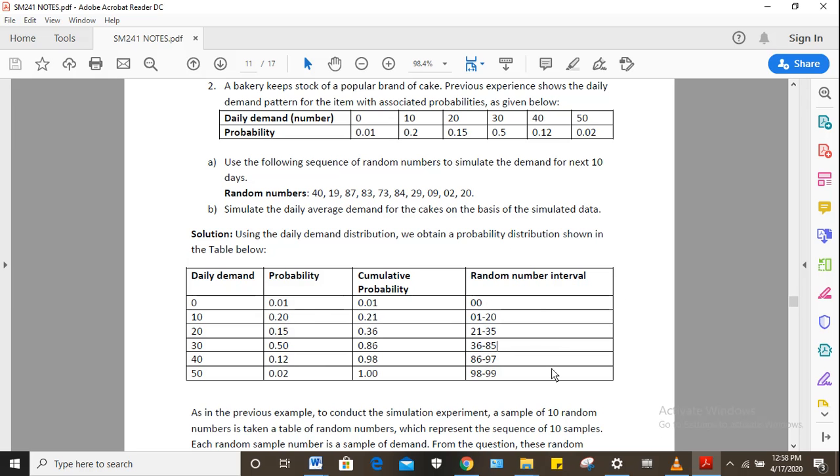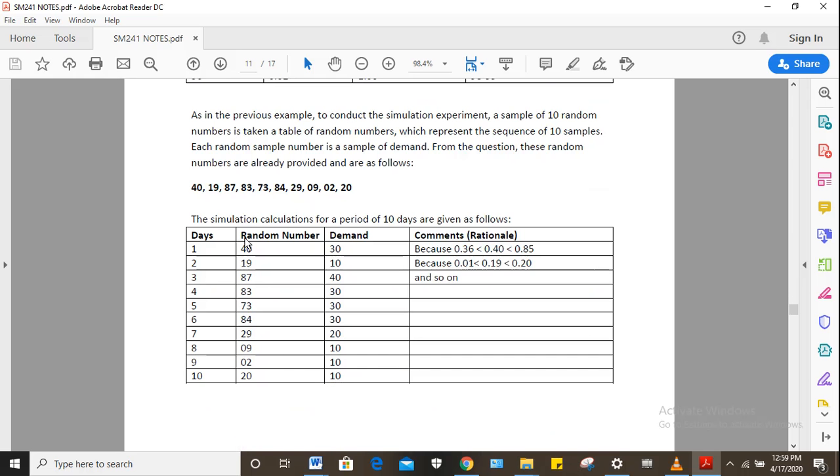There are many ways of doing it, but the most important thing is to make sure that your intervals don't overlap and all numbers have been captured. They should always start with 00 and end with 99, showing that all the 100 random numbers have been catered for.